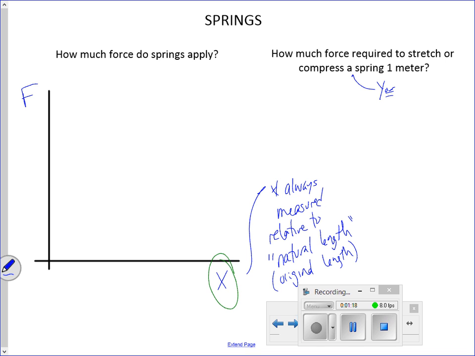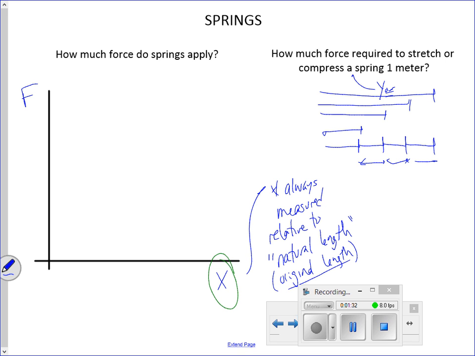So you don't compare. Well, first, we stretched it this much, and then we stretched it this much, and then this much, and then this much. Each of these is not a delta X or an X. X is from here, and then from here, and then from here, and then from here. Always from the original length, or what we call the natural length. Okay, so make sure you're okay with that.